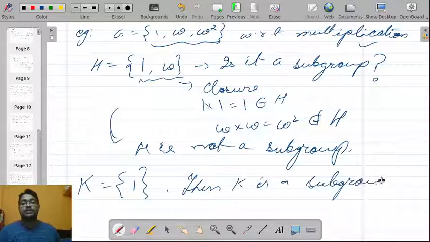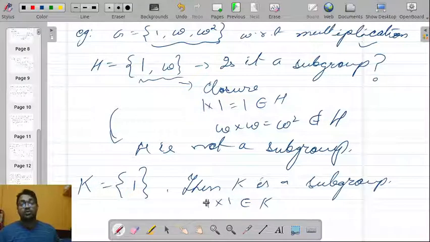Because the element 1 multiplied with 1 is inside K. This is the only thing we have to check, because the set K has only one element. To check the closure property, it is sufficient to check whether the product of 1 with itself is inside K or not. The product of 1 with 1 is 1, which belongs to K. And associativity will be satisfied, because multiplication of complex numbers is associative.